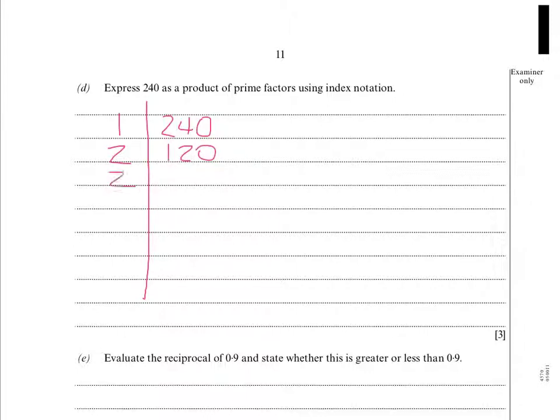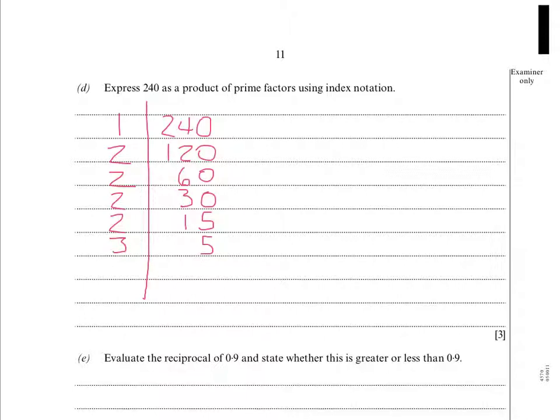Now that's even again because it ends in a 0, so I'm going to divide it by 2 again to give 60. Again even, so I'll divide it by 2 to give 30. Again it's even, so I divide it by 2 to give 15. Now it's odd, I need to think of a different number, so I know that 3 goes into 15. I know it goes in 5 times. 3 times 5 would give me the 15.